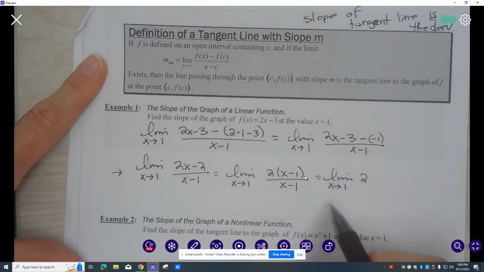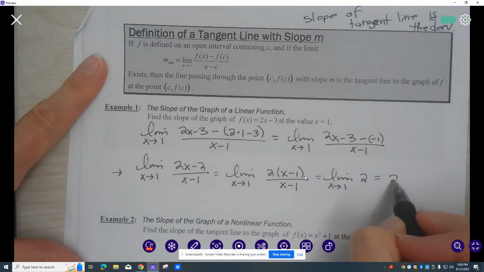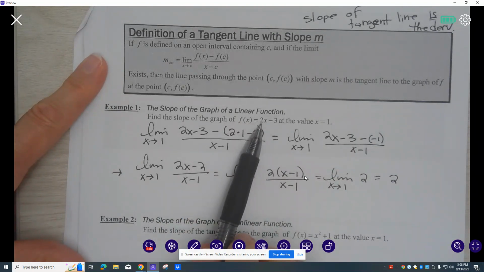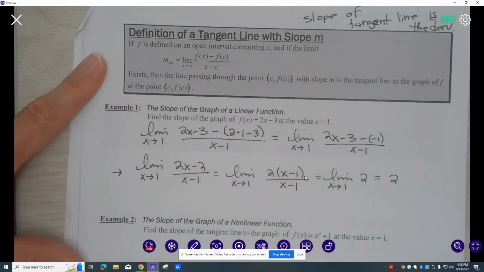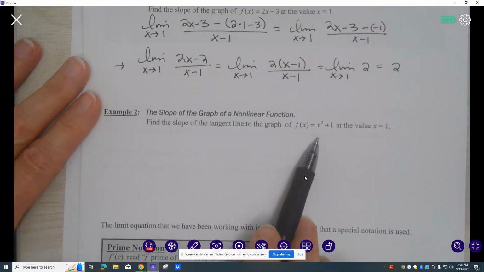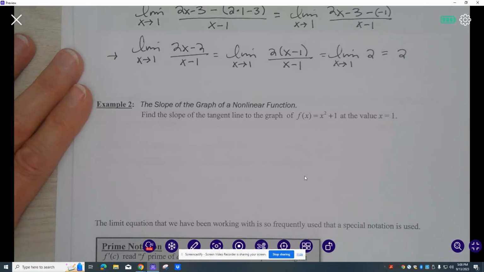That's because the slope is always 2 for a linear function. And so our answer is 2, which we should have gotten, because that is a line, and it doesn't matter where I am on a line, the slope will be 2. All right, this one's a little more interesting because this is not a line. Let me zoom in a little bit here.